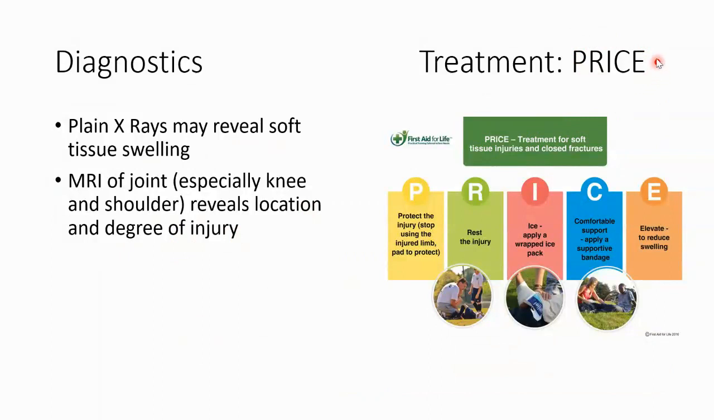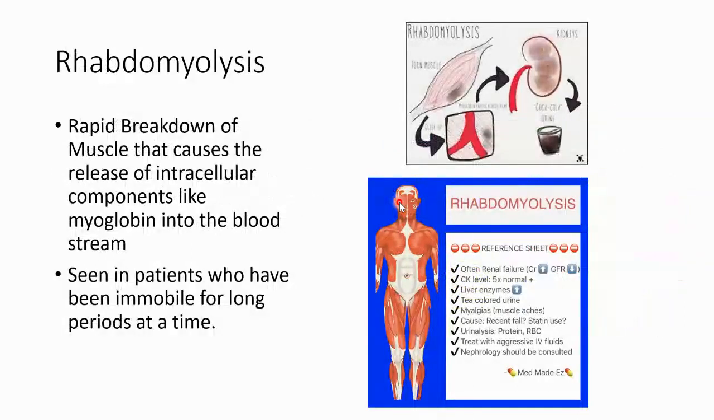And we know from nursing school, treatment is PRICE. Treatment for soft tissue injuries and closed fractures. P, we want to protect the injury, stop using it, give it a break. R, rest it. I, put ice on it. C says comfortable support and apply a supportive bandage, which is often compression. Put a compression brace on it to support it, and then E, elevate to reduce swelling. So this is really the treatment that we start with patients, and then can move on to medications.